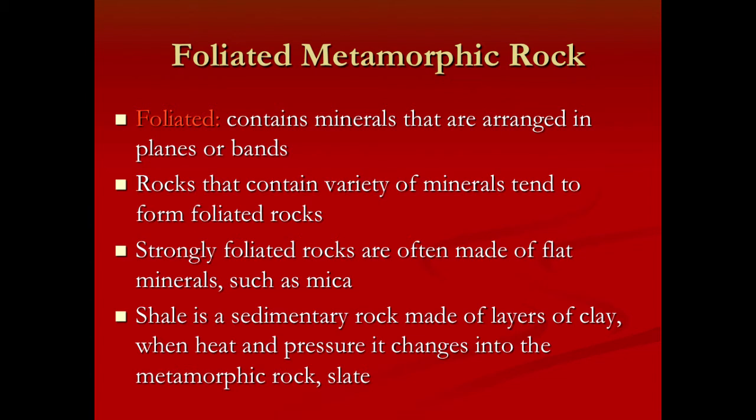Rocks can contain a variety of minerals that tend to have foliated rocks. Very strongly foliated rocks are often made out of flat minerals such as mica. And I'll show you in class what mica looks like. Shale is a sedimentary rock that is made of layers of clay. However, when shale goes through intense heat and pressure, it changes into a metamorphic rock that we call slate. So we saw what shale looks like when we did our sedimentary sort, and then we're going to see how shale will turn into slate when heat and pressure are applied.